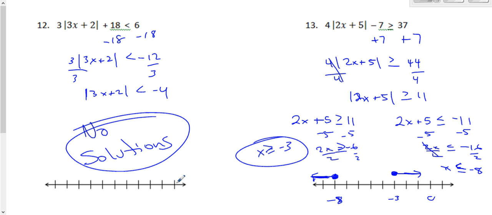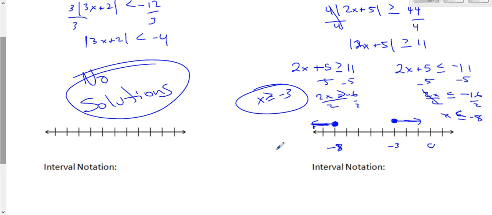to the right. Now we do need to give the interval notation, so we're going to the left and never stopping, so -infinity to -8 with a bracket, union, and then with a bracket from -3 to infinity. And that's it for the review.